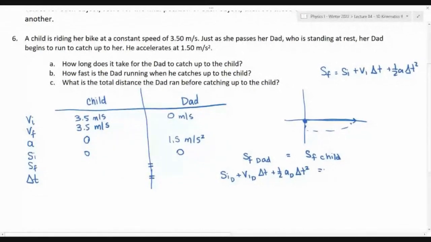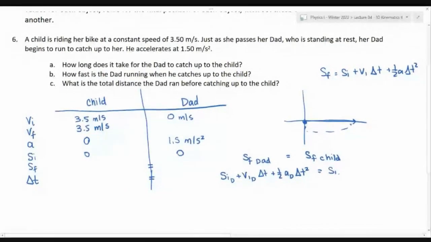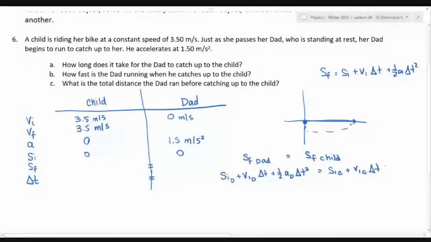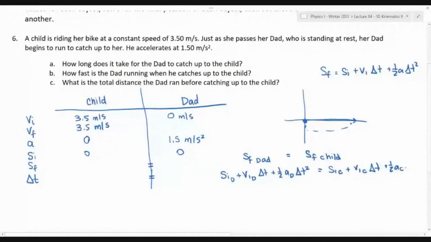Same thing for the child: SI child plus VI child delta t plus 1/2 A child delta t squared. And so really now, because we made the final positions the same, the only unknown value is delta t, but we already said the delta t for the dad is the same as the delta t for the child. So we can plug in everything we know and just solve for the delta t.